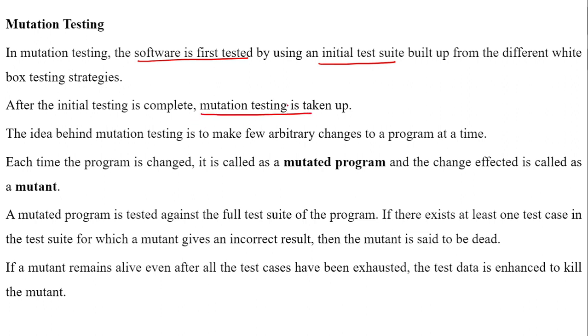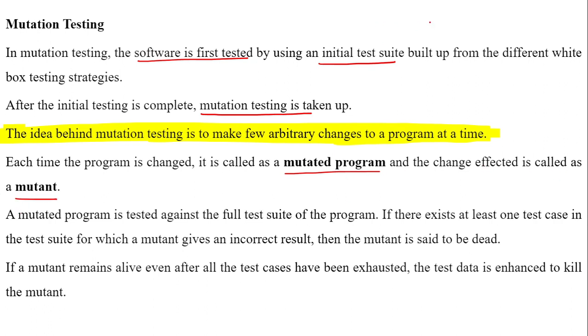Now what is the idea behind mutation testing? The idea behind mutation testing is to make a few arbitrary changes to a program one at a time. First we tested the original program. After testing that program, we start making a few changes to it. Each time the program is changed, it is called a mutated program and the change effect is known as a mutant.